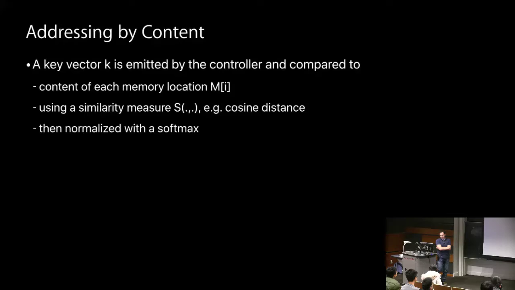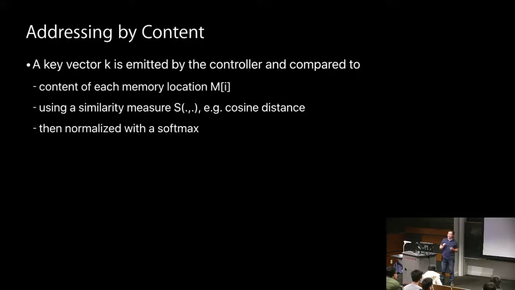So how do we do addressing? Well, we're going to be doing addressing by content. We're going to have a key vector k, which is going to be the output of the controller, and it's going to be compared to the content of each memory location. So think of the memory as a matrix. You're going to be comparing it to every single row of this matrix. Each row, think of it as a cell in the memory. Okay? And we're going to be comparing using some similarity measure, S. Typically those would be cosine similarity measures. And then we're going to be normalizing it with a softmax.